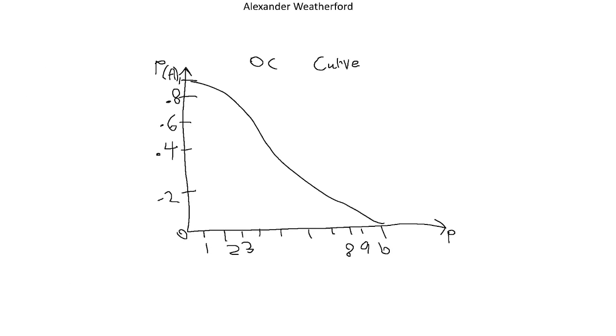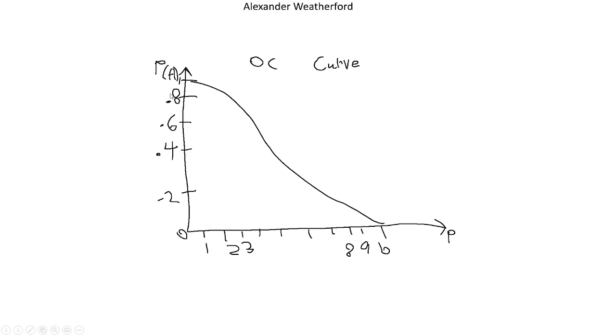so back to the engineering. So OC curves are very important in acceptance sampling. As you see on the y-axis, we have the probability of accepting all the way up to 100 when the probability of defects is at 0. That's like the perfect thing you want, right?